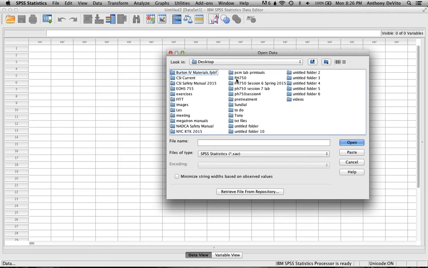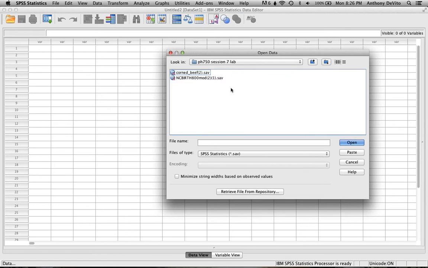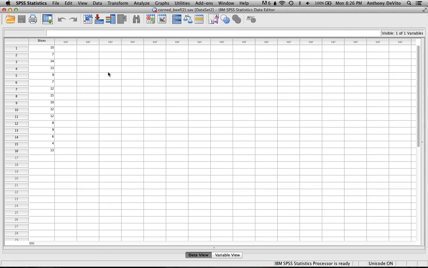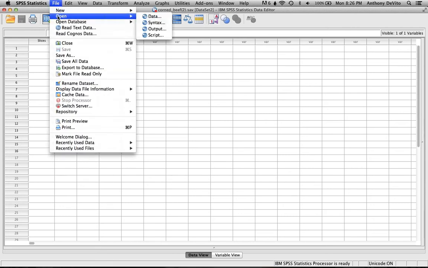Now I got this, and now I can't do it by dates. I got to find which one it is. I think it's that one. There we go. Corned beef. There you go. I could have imported it from the Excel file, but I already had it that way. Okay. So just to show you, I can import it from the Excel file.